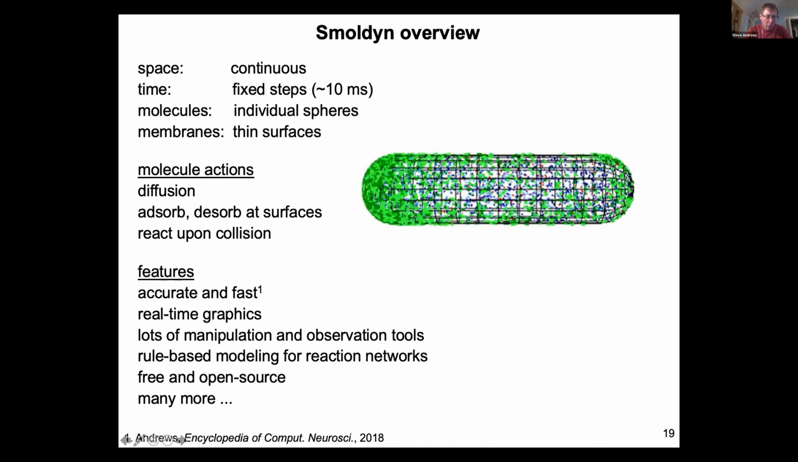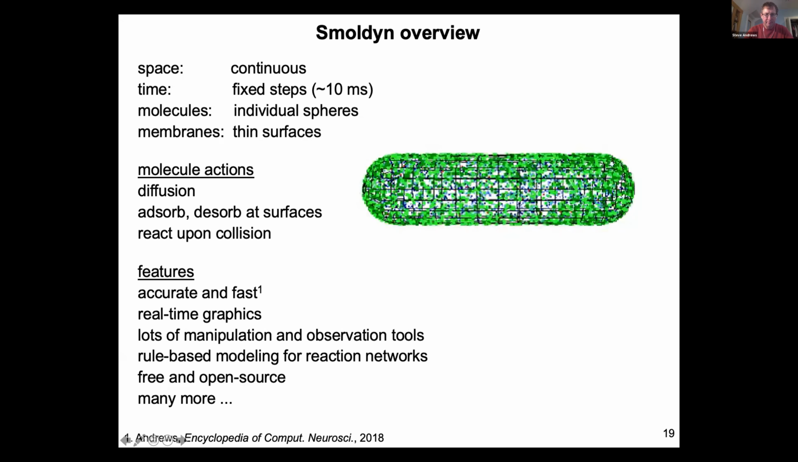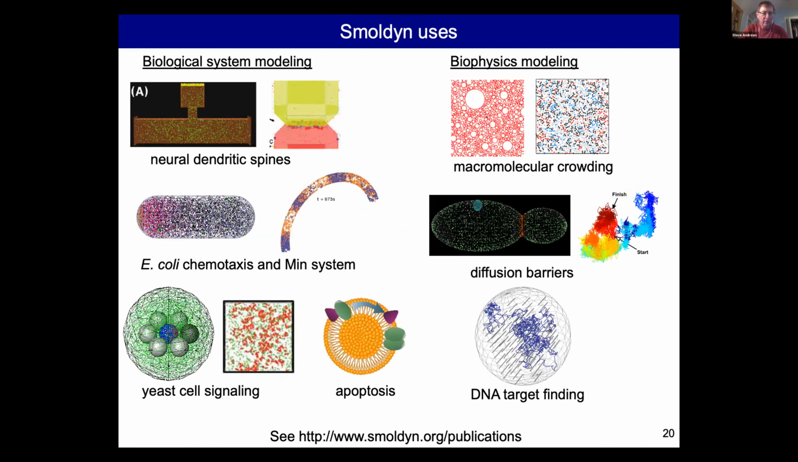The overview of features is that it's accurate and pretty fast, with real-time graphics, lots of tools for observing and manipulating the system, robust modeling, free open source, and other features. What it's used for is two broad classes of things.